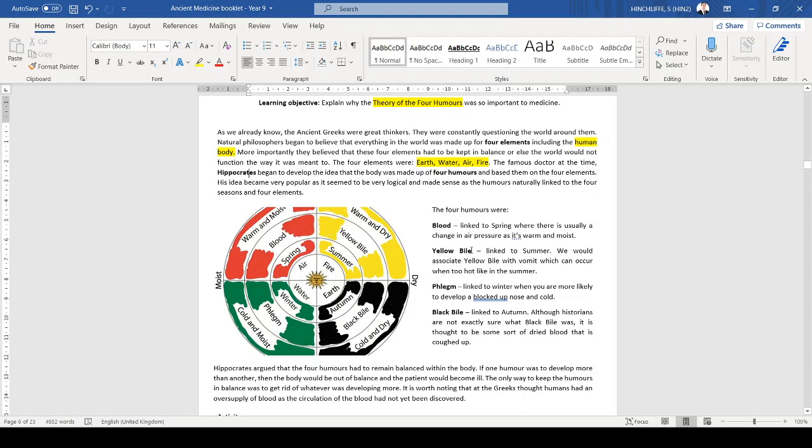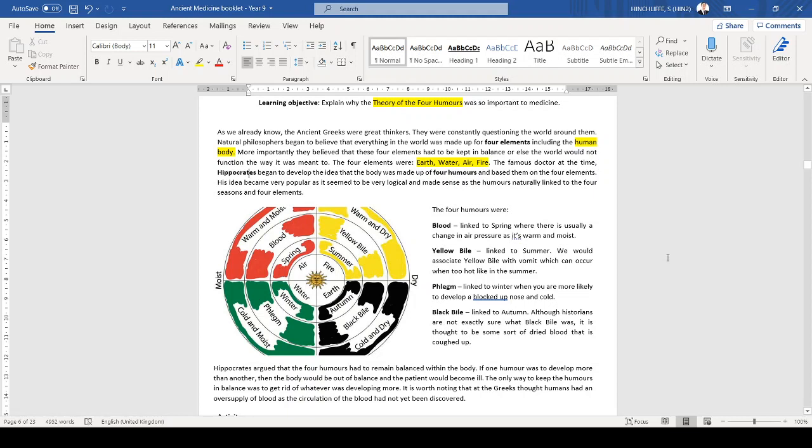Second humour is yellow bile. Now, we would probably today call yellow bile vomit or sick. Yeah. So this is the second humour. Your body is made up of yellow bile. And what they did is they linked that to summer and the fact that it's warm and dry in summer.